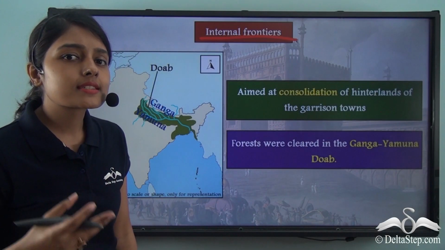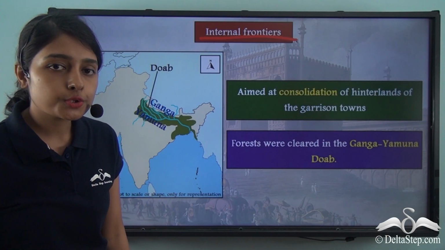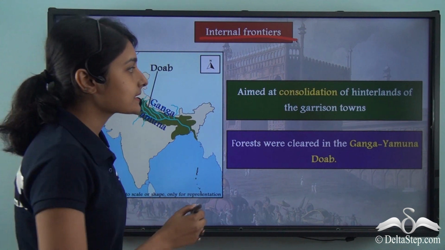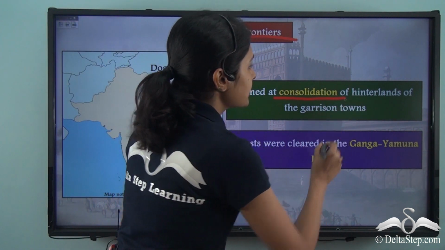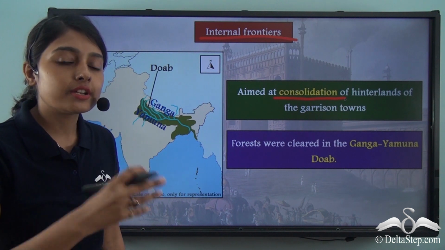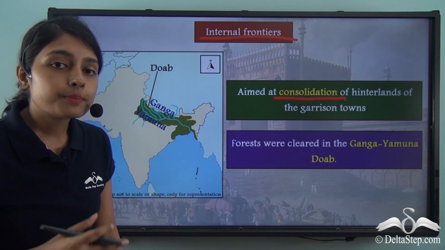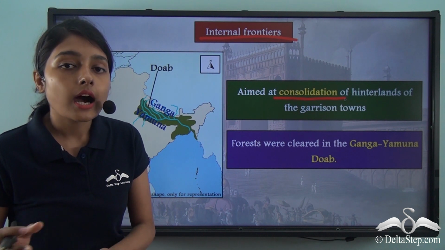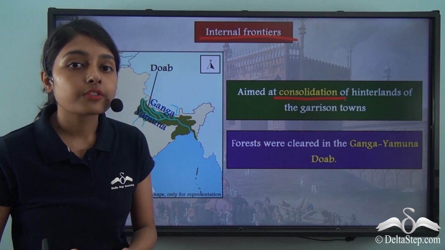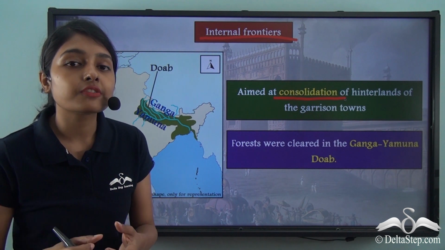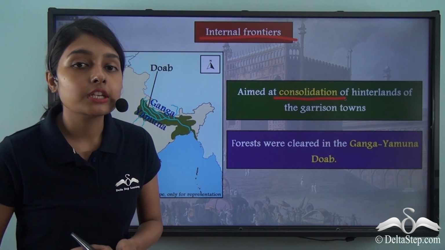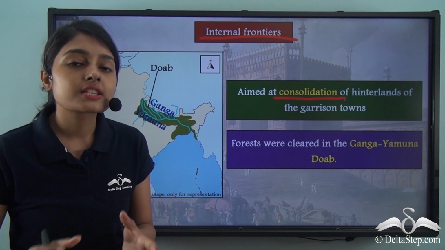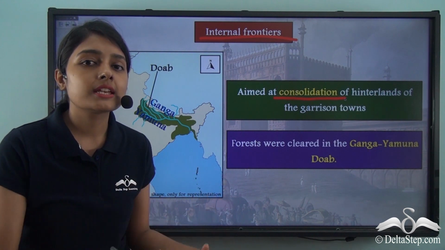Now what was this set of campaigns intended to do? This set of campaigns aimed at consolidating the hinterlands of various garrison towns. Previously we learnt that because the hinterlands were not under the control of the various sultans, it was difficult for them to earn revenue, to get supplies, which is why they had to rely on trade and plunder.